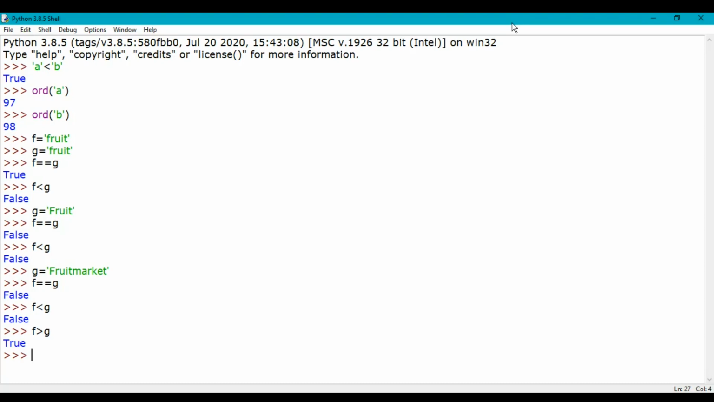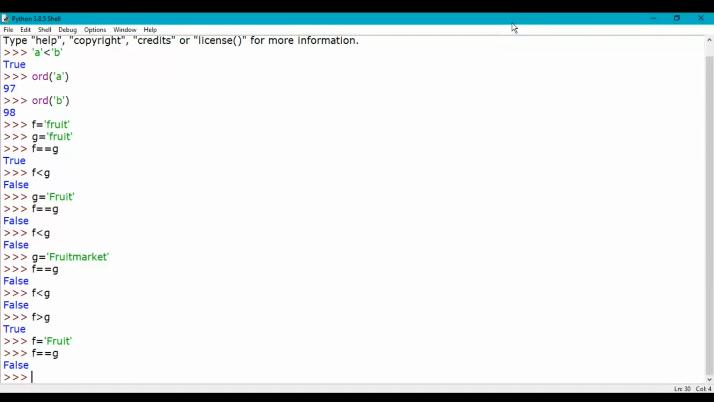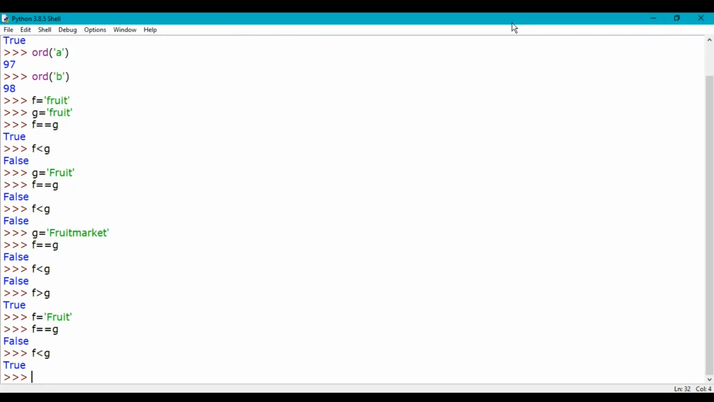That's what matters here. They're not looking at the string length, nothing like that. Now, if I try a case where f is equal to, I'm going to change f, okay? Look, f is equal to fruit. Now let me see if f is equal to g. It's not. Is f less than g? Yeah. So in this case, when the case is same, they are looking at the string length. But the moment the case differs, the one that has lower case is given the higher value.